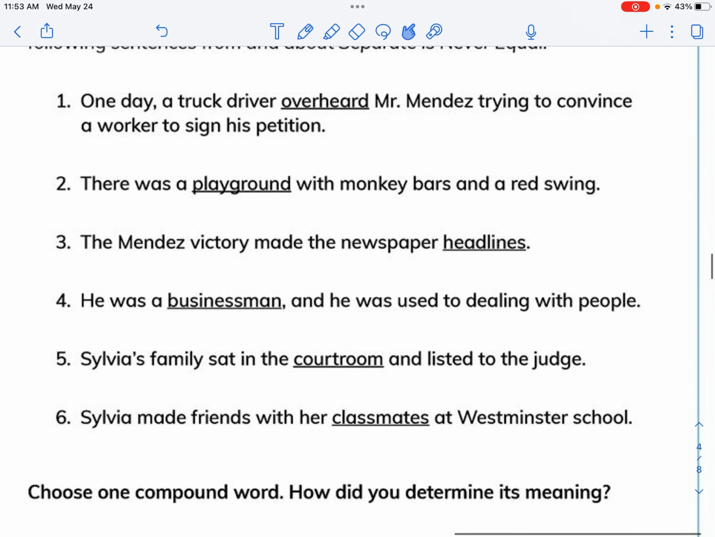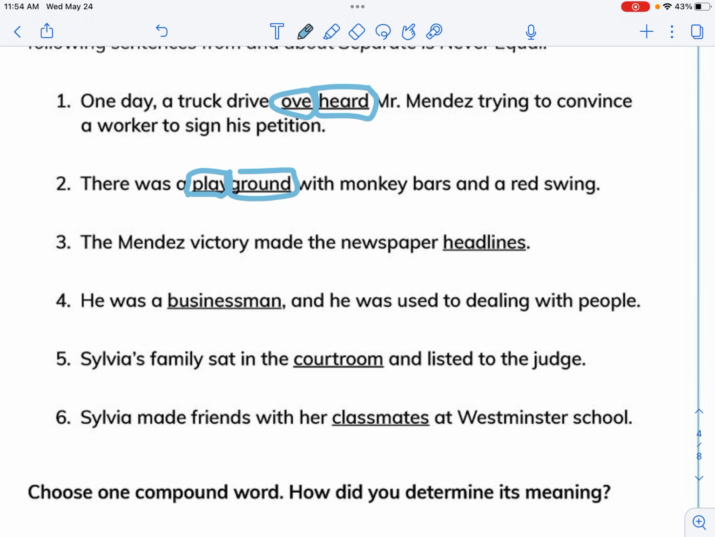The next one. There was a playground with monkey bars and a red swing. Here, let's break it apart into our two words. So we had overheard. Now we have playground. Play, like running around having fun. Ground, it's like the dirt or the grass that we walk on. There was a playground, so a ground where you play with monkey bars and a red swing.